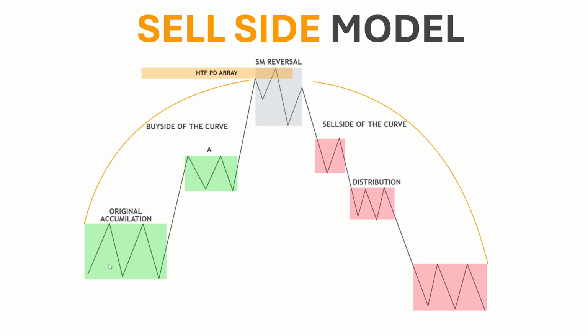So, as I showed you guys on the simplified version, we still have the original accumulation. We have the buy side, and then we have the sell side of the curve. Now, you may be asking, what is the purpose of these accumulation zones? This is simply market engineering liquidity to instigate retail buying and selling. So for the sell model, we want to instigate retail buyers, so smart money has enough liquidity to execute their positions.